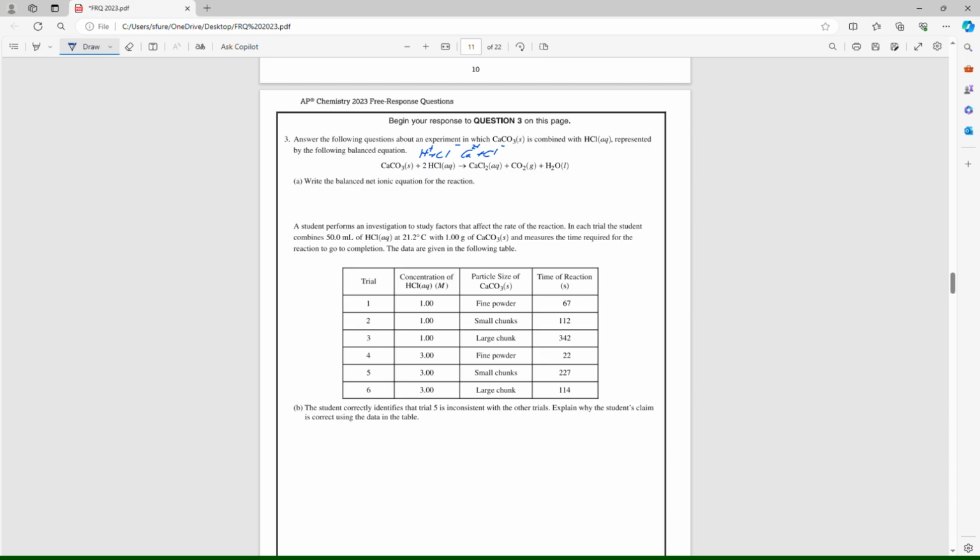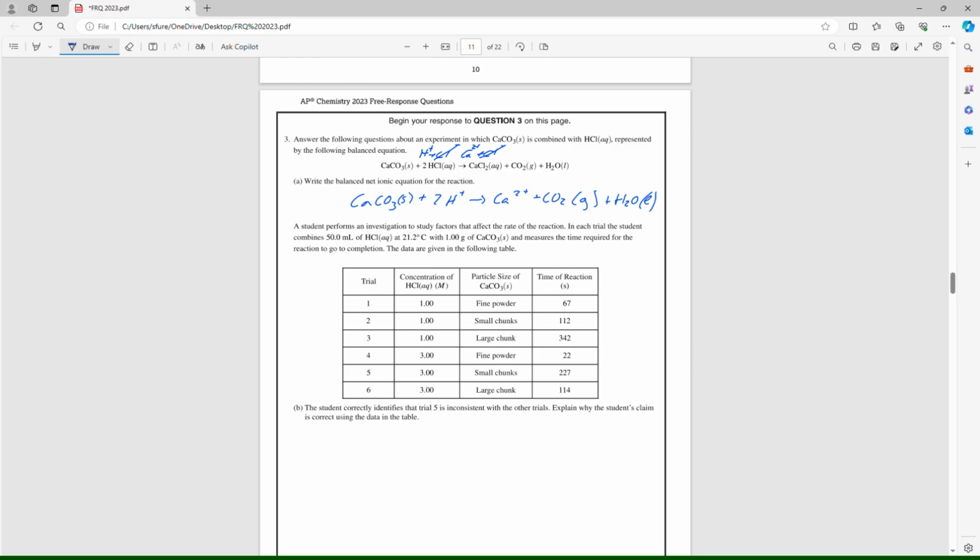Plus Cl minus. Since 2 Cl minus occur on either side, this is Cl2, this is 2 Cl, we could cross out the Cl minus. We'd be left over with CaCO3 solid plus 2H plus creates Ca2 plus, CO2 gas plus H2O liquid.